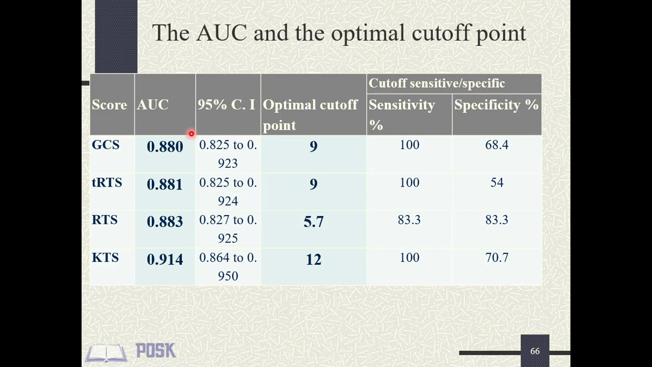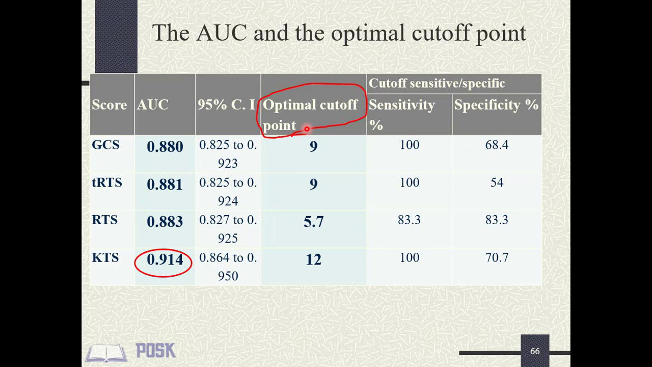The table shows the AUC, area under the curve, for each of the classifiers in the second column. It is immediately obvious that the KTS has the highest area under the curve. This tallies with the ROC curve as seen on the previous slide. The table also provides us with an optimal cutoff point for discriminating between those who will need admission for each of the 4 trauma scores.